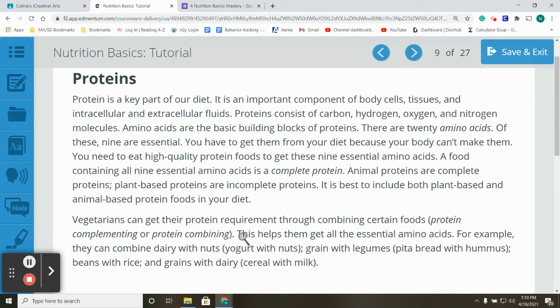Vegetarians can get their protein requirement through combining certain foods, protein complementing, or protein combining. This helps them get all the essential amino acids. For example, they can combine dairy with nuts, yogurt with nuts, grain with legumes, pita bread with hummus, beans with rice, and grains with dairy, cereal with milk.